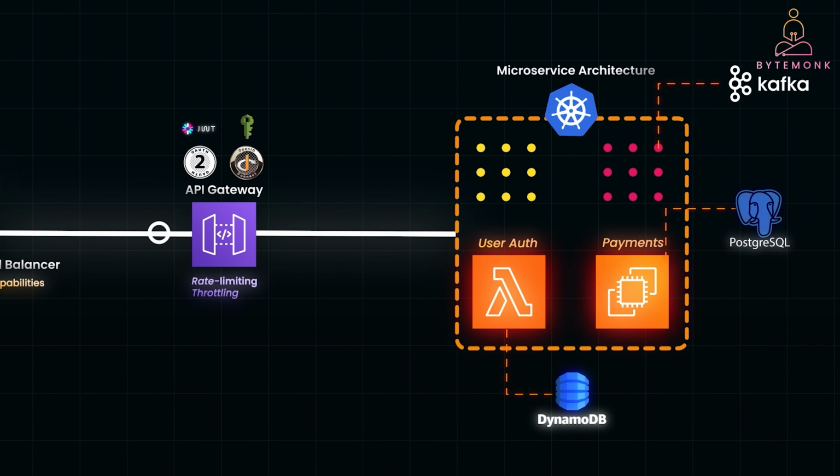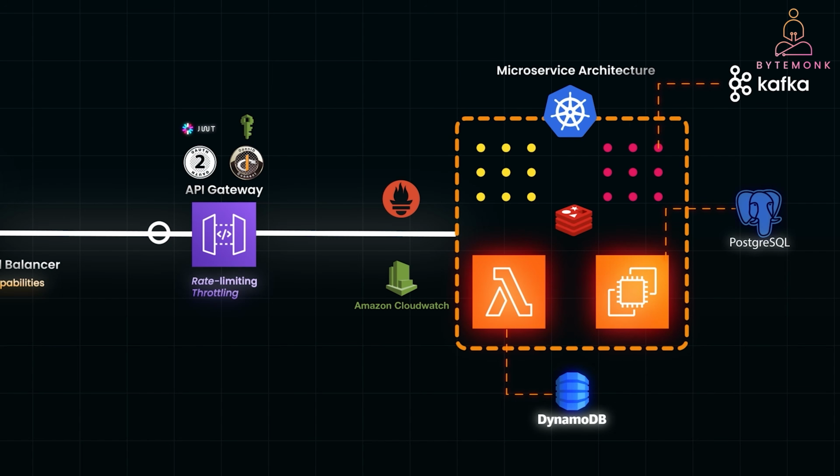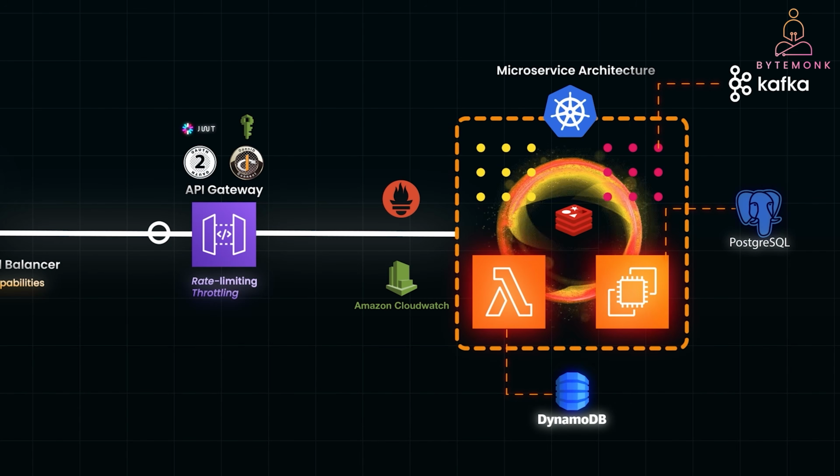Caching can be used to speed up responses and logging for tracking system health. Services like Redis or Memcached can cache frequently requested data, reducing the load on backend services. Monitoring tools like Prometheus or AWS CloudWatch ensure your system is running smoothly by tracking metrics and identifying issues before they escalate.